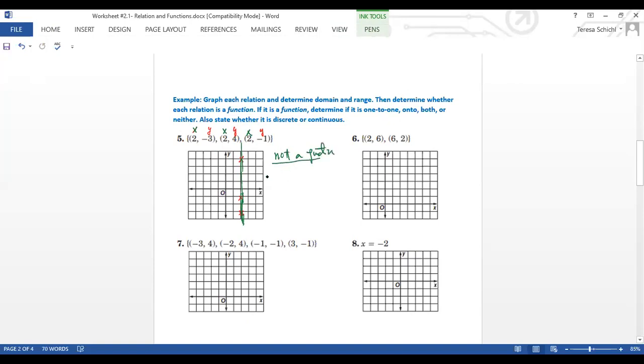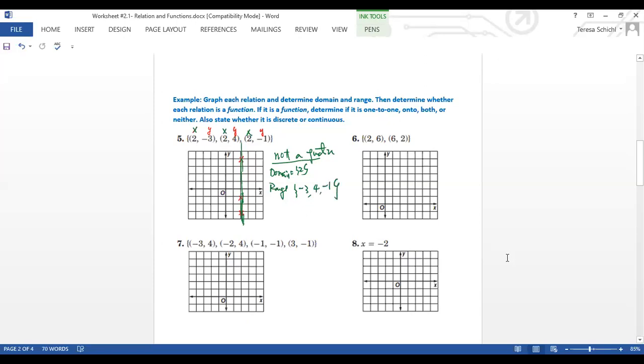And the domain here is what? The domain here is 2, right? That's the green one, the domain. And the range here is what? The range here is -3, 4, and -1.